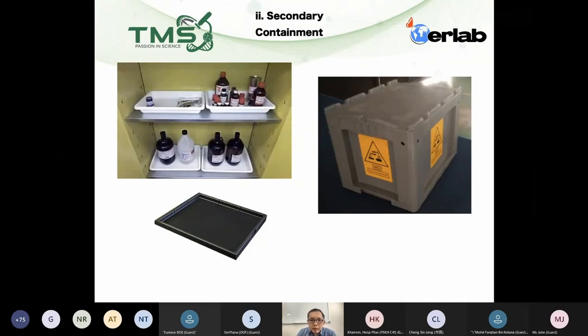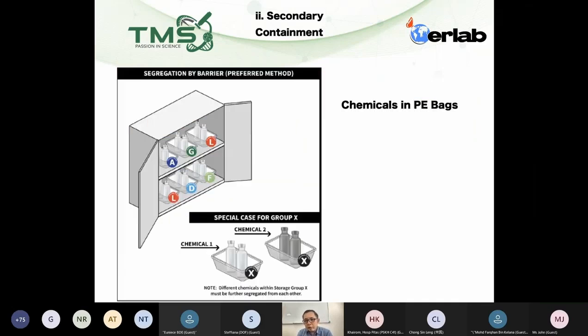A PP box is best for strong acids because you want to reduce the evaporation. This is an example of how you segregate using a secondary containment. You arrange it correctly. And of course, for some very toxic, very corrosive chemicals, I will also recommend you put them into PE bags. PE bags are also a secondary containment. Basically, you cover the whole bottle with a PE bag, right? So that is secondary containment.